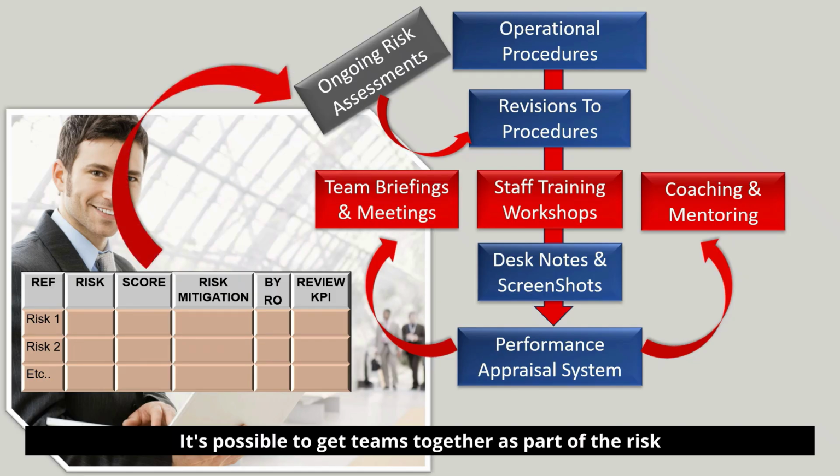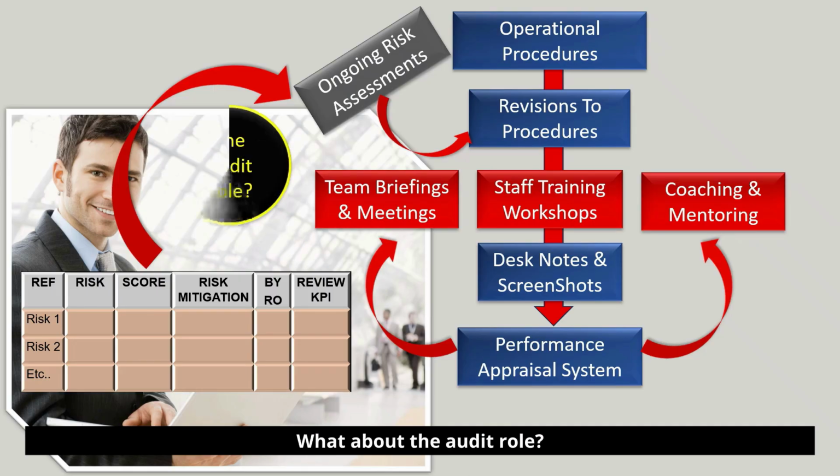It's possible to get teams together as part of the risk assessment process and encourage them to consider any new threats and opportunities and improving the way risks are being controlled. With a view to making sure procedures are working well, this approach can be driven by active risk registers that are populated by each business team, so reinforcing the link between dealing with risks via good procedures. What about the audit role?